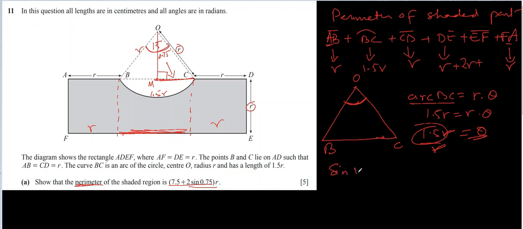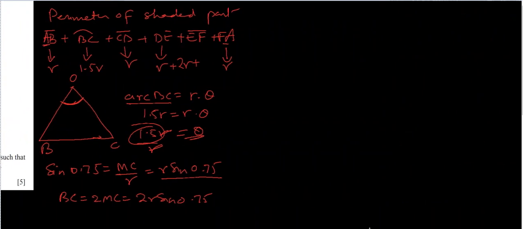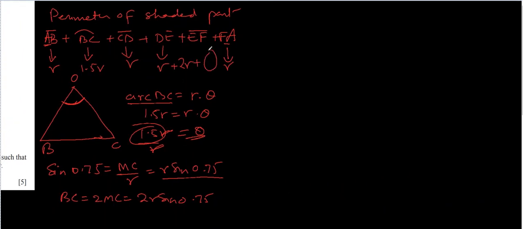Sine 0.75 will be equal to MC over R. And that comes out to be R sine 0.75. If you see what they are trying to show us, we already have sine 0.75, so I will not evaluate it. I'll keep it like this. Yes. So BC, which is twice of MC, will be 2R sine 0.75. And now we have everything with us. We will just plug in this missing part and everything will be there.